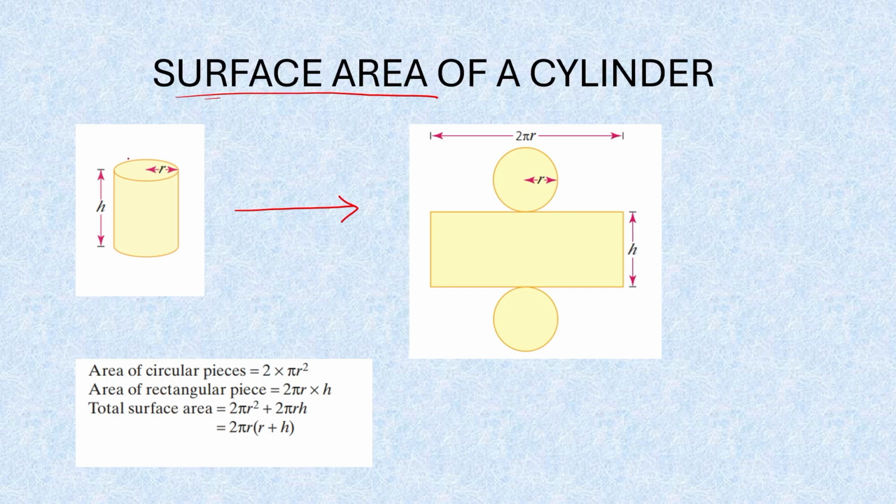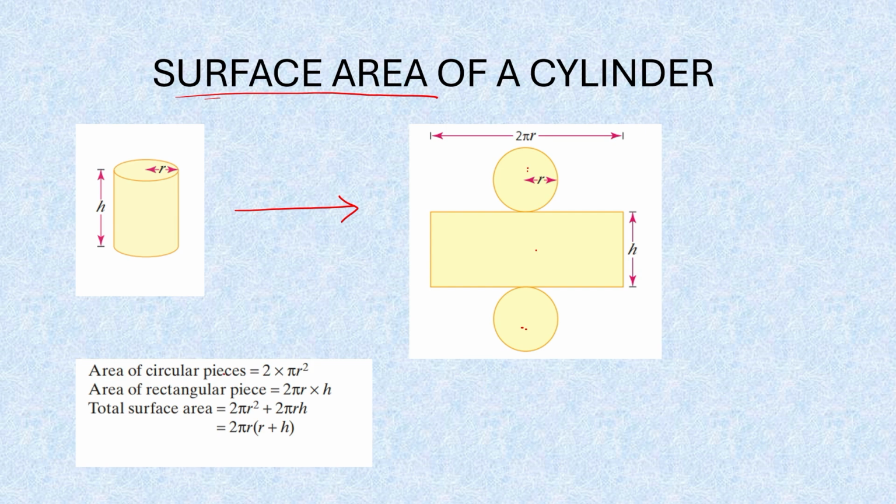And the circumference of this will be 2 pi r because the radius is r. The circumference will be 2 pi r because we have taken these two circles and separated them. So first, for finding the surface area of the total cylinder, we'll add the surface areas of these two circles and this one rectangle.